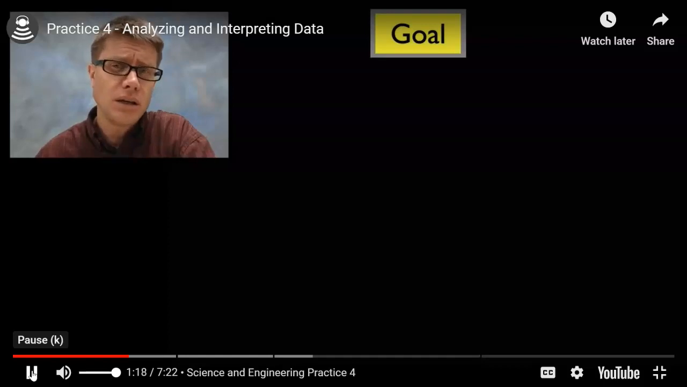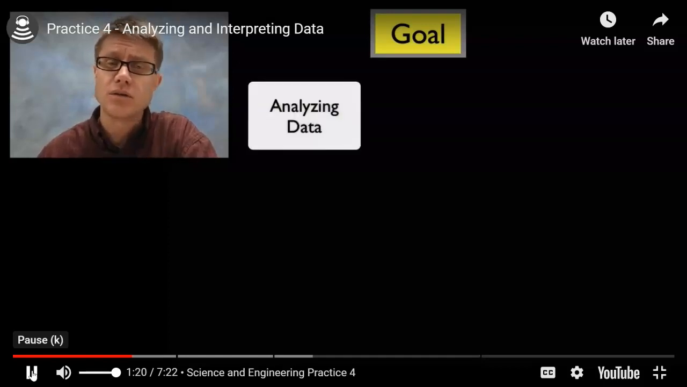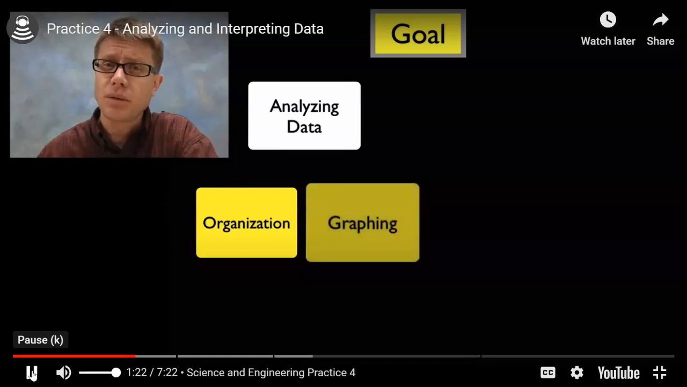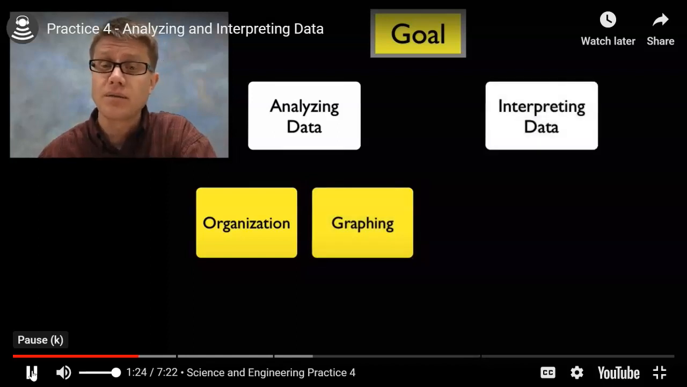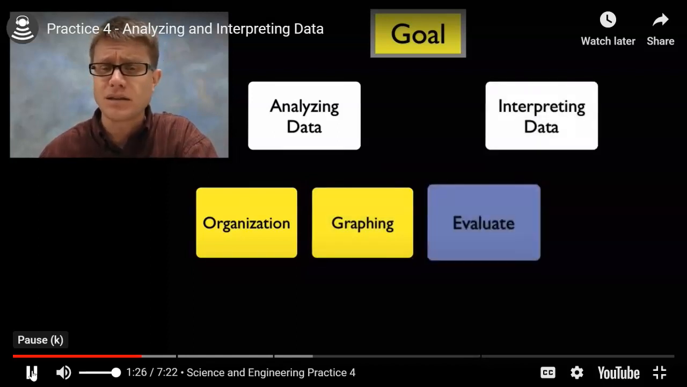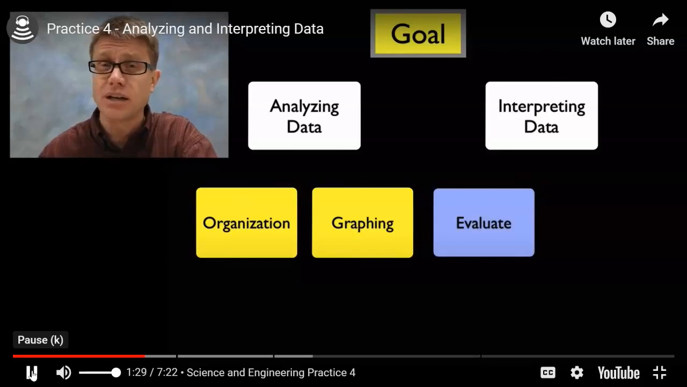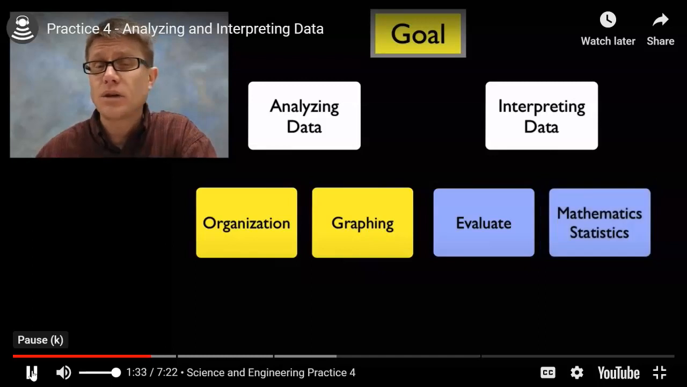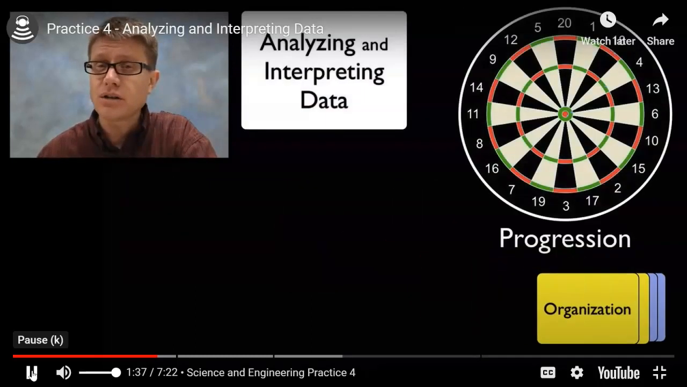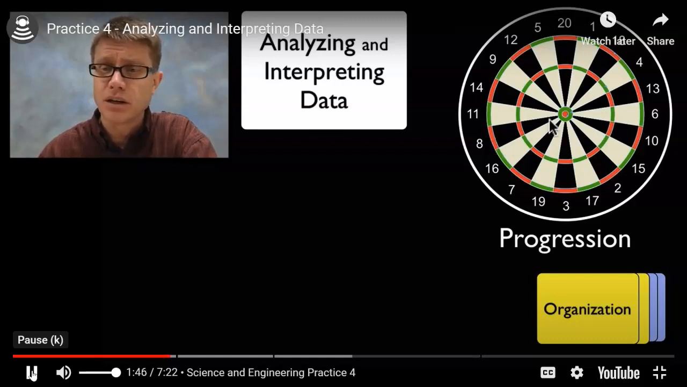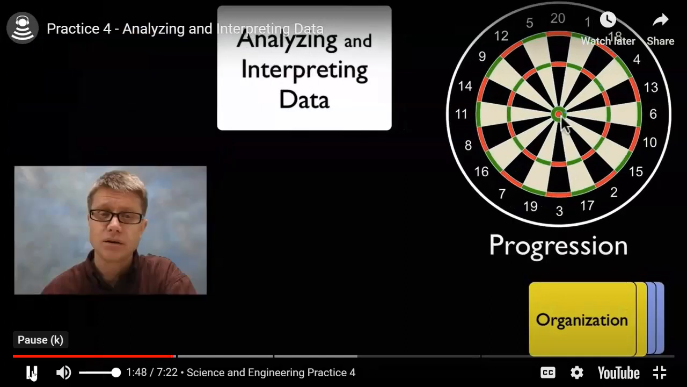And so the goal in science classrooms is to analyze data. We do that by, first of all, organizing and graphing it, and then interpreting the data, making sense of the data, evaluating it, laying it against our theories, laying it against our designs, and then we can use mathematics and statistics to do a lot of that. And so the progression in school of analyzing and interpreting data really should start at the elementary level. And so again, it's like throwing darts, but getting better and better and better through the years.